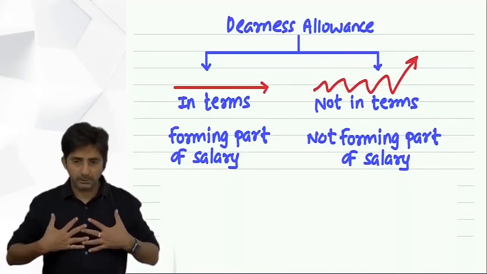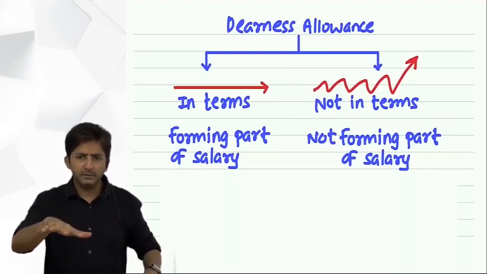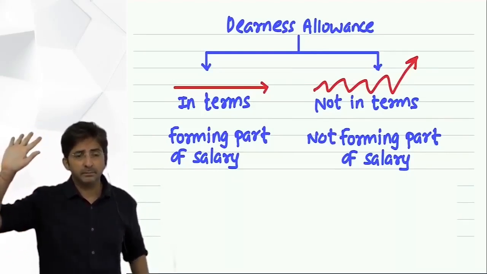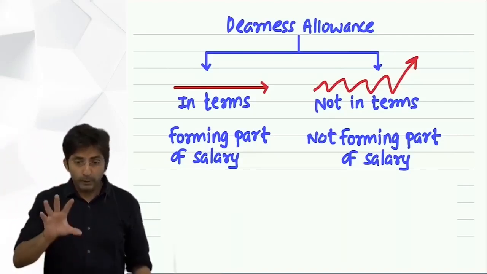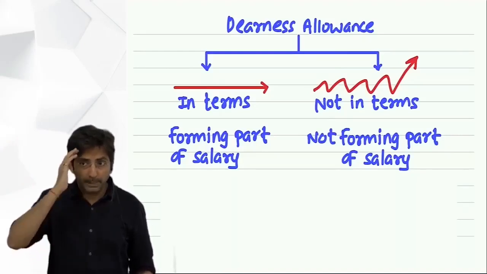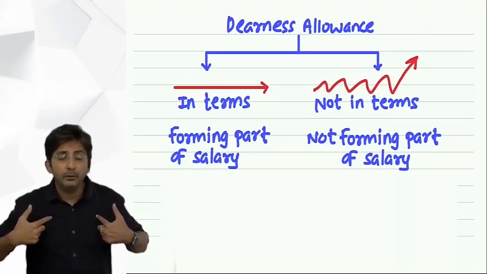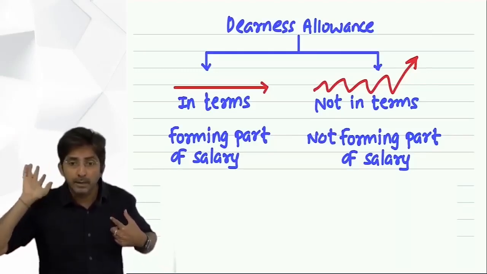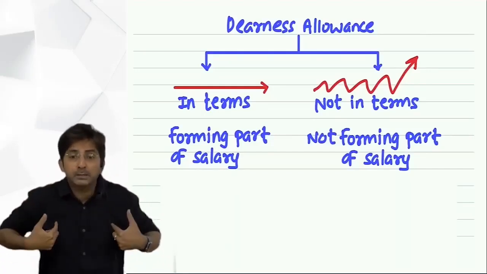Imagine I am your boss and if I tell you, see, you will get a dearness allowance, but it will not fluctuate as per inflation. It will increase as per my terms. Although dearness allowance is meant for inflation, but I am your boss, I am telling you, don't talk about inflation in the market, I will not see inflation. If I want to increase your DA, I will increase as per my wish.